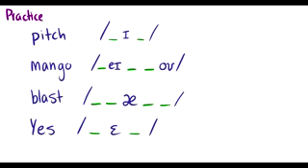To do that, here's some practice. Take a piece of paper, write them on your own, or think in your head, what symbol should go there? Okay, first word, pitch. Well, we can do this sound by sound. P, p, okay, that's a P. P, I, ch, ch. Well, ch is that sound that I just made.